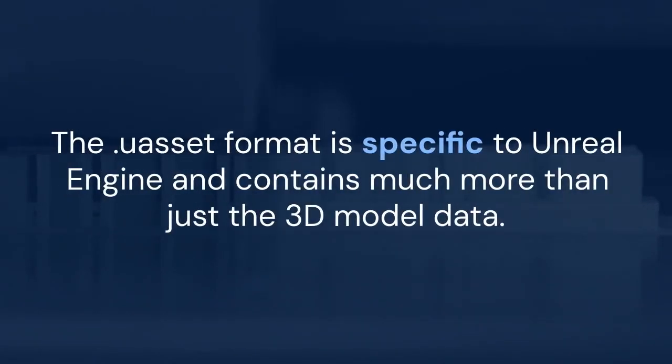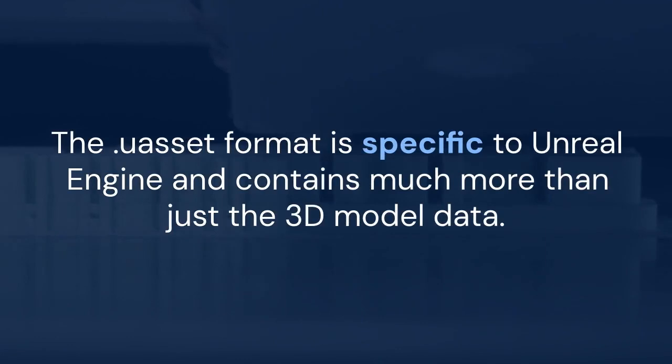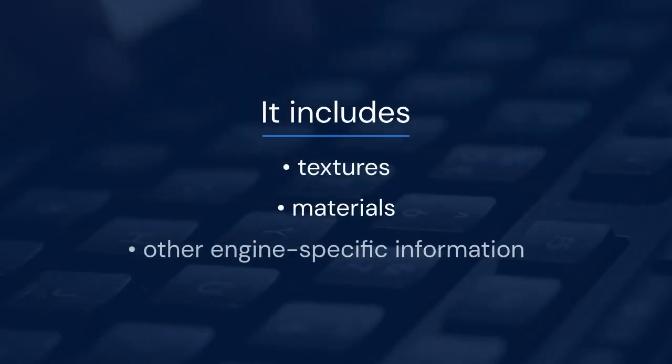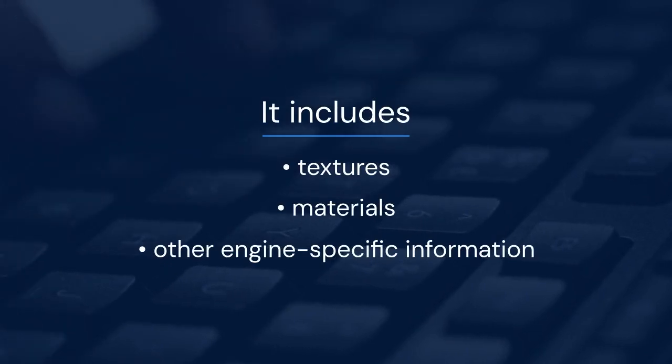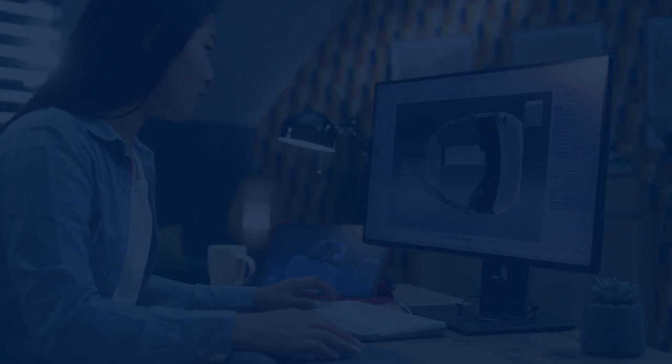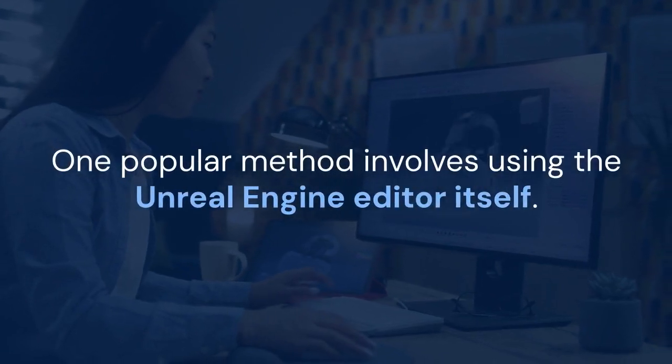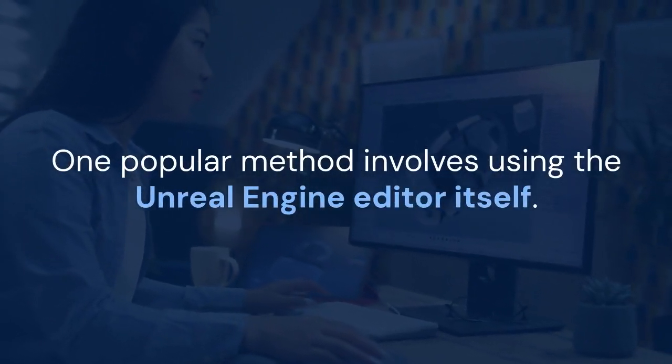The uasset format is specific to Unreal Engine. It contains much more than just the 3D model data. It includes textures, materials, and other engine-specific information. So, we need a workaround. One popular method involves using the Unreal Engine editor itself.